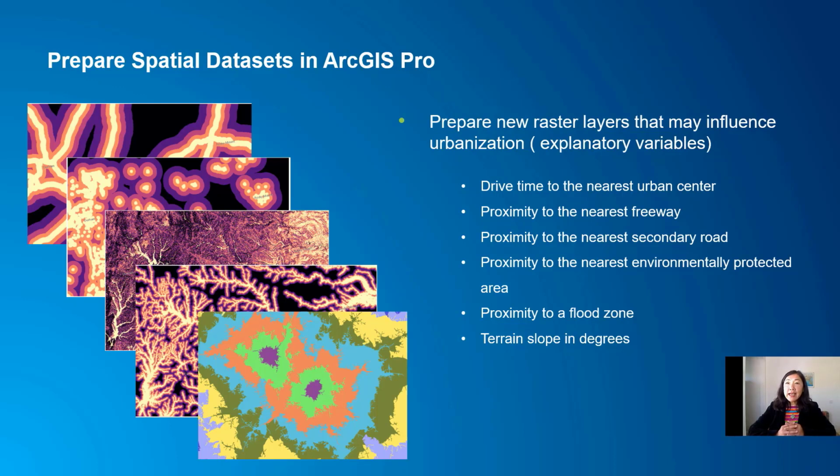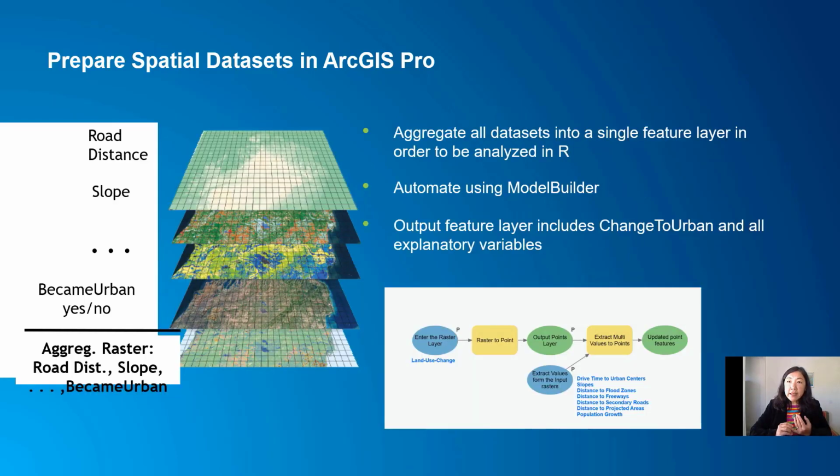Next, we have to collect and prepare data that potentially can explain urbanization. These will be used as explanatory variables for the predictive model. Again, we used ArcGIS Pro to create these datasets. 7 new raster layers were created in ArcGIS Pro, including drive time to the nearest urban centers, proximity to freeways, proximity to flood zones, proximity to environmentally protected areas, and slopes. Now we have 7 explanatory spatial datasets plus the layer with become urban equals yes or no.